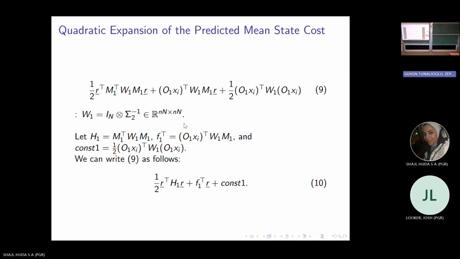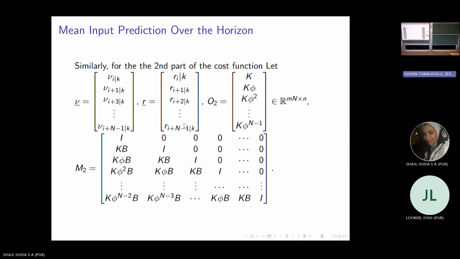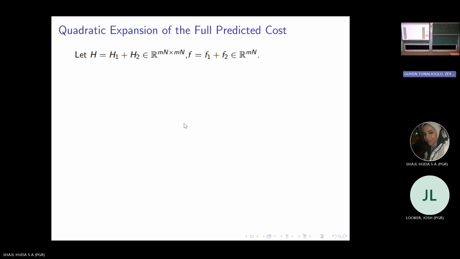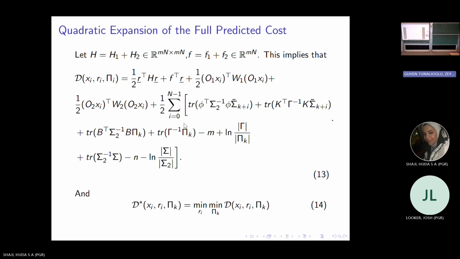The first part of our cost function is related to the state. We can write it in this term. We do the same thing for the second part, with the second quadratic term for the mean input. We do the same prediction as we said before, and we write it in this matrix form. Then we check where is the quadratic term in terms of R, where is the linear term, and the constant. We name the quadratic term H2, we name the linear term F2, then we can write it in this form. After doing that, we add the matrices: H1 plus H2 will be our H, F1 plus F2 will be our F.